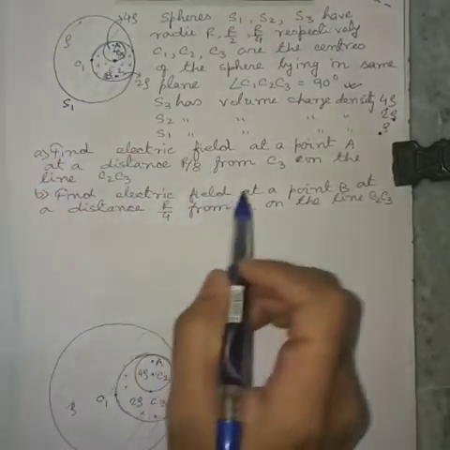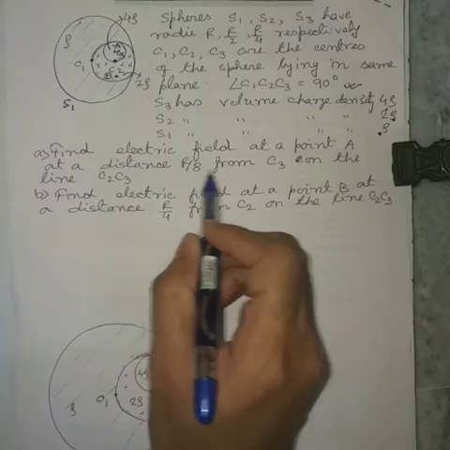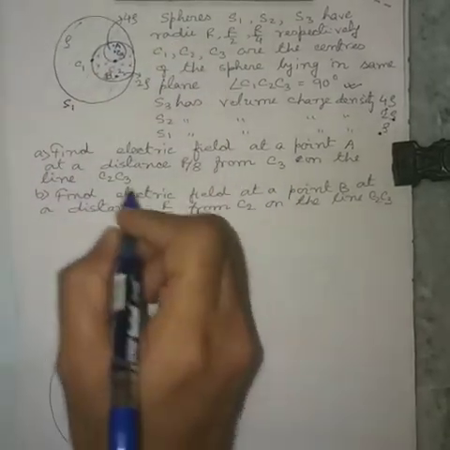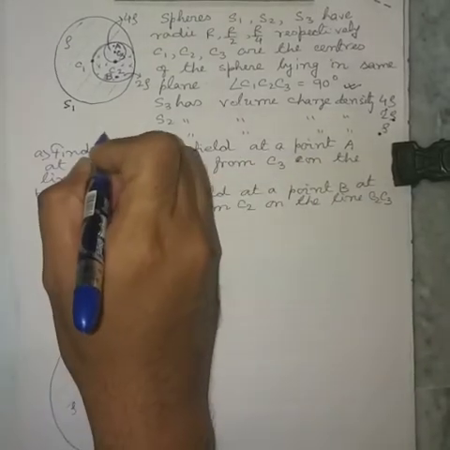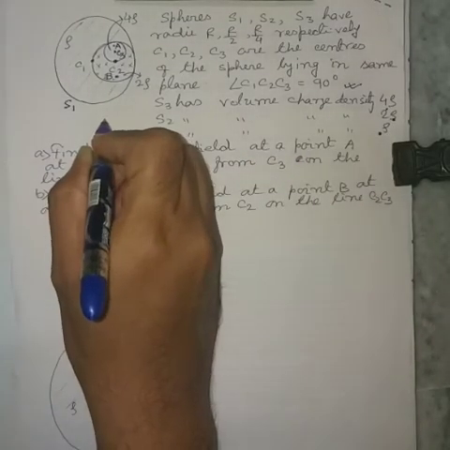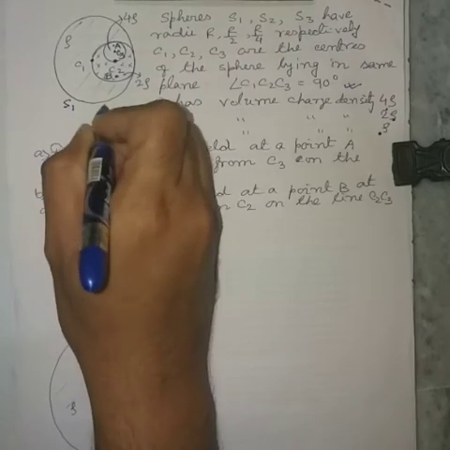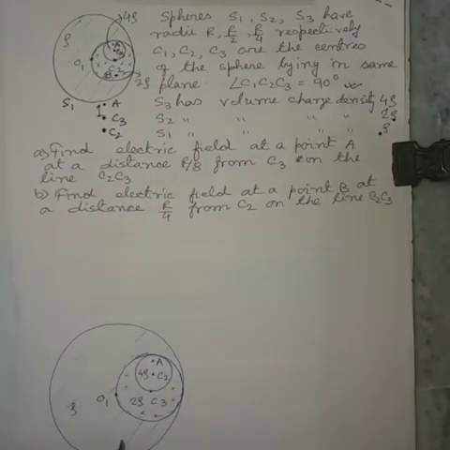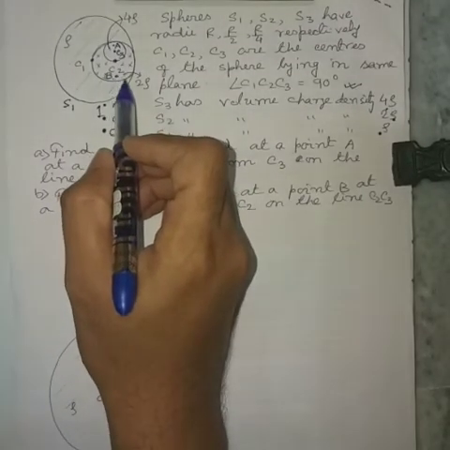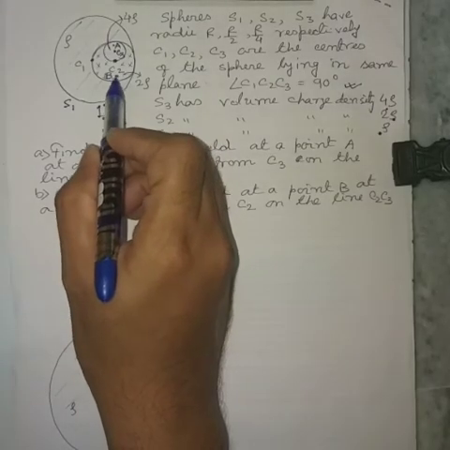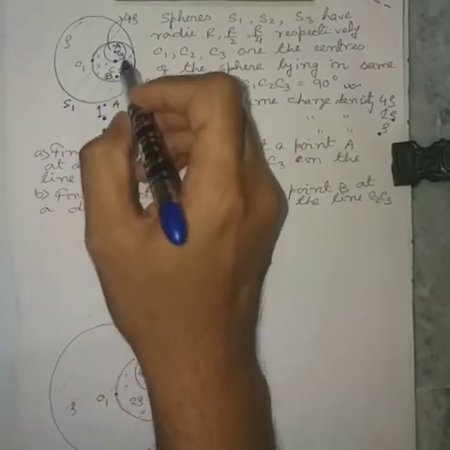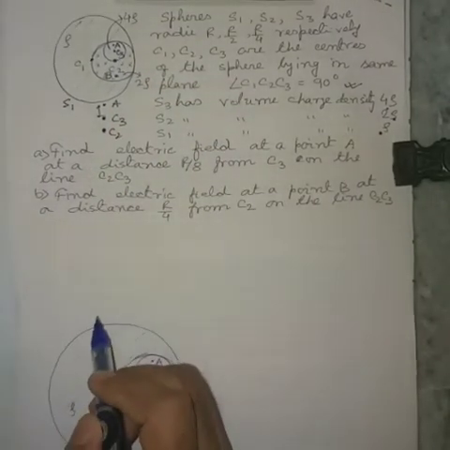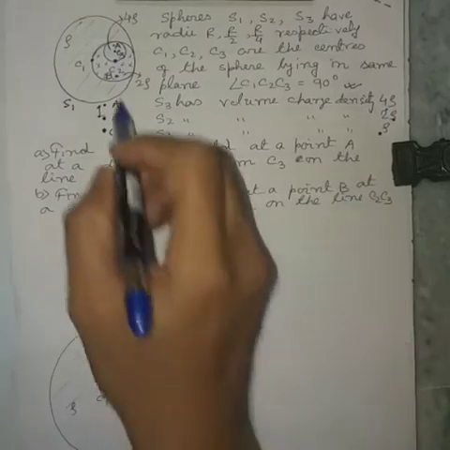The point A is at a distance r by 8 from C3 and it is on the line joining C2 C3. That means if this is C2, this is C3, then this point is A. This distance is r by 8. And in the second part we have to find out electric field at a point B, which is again on the same line joining C2 C3, that is C2 C3 B, and B is at a distance r by 4 from C2.